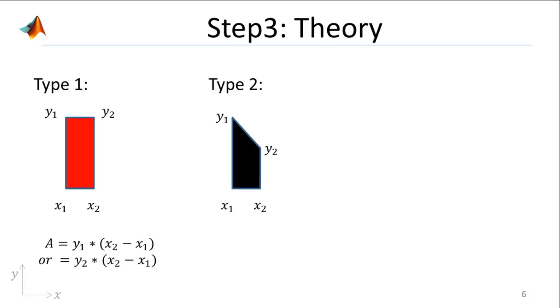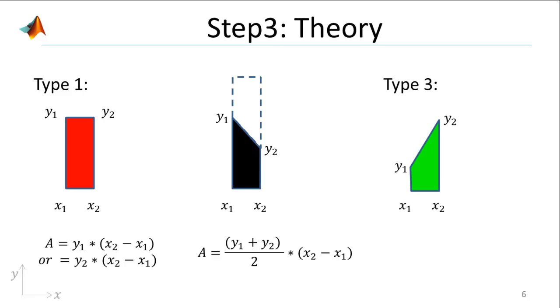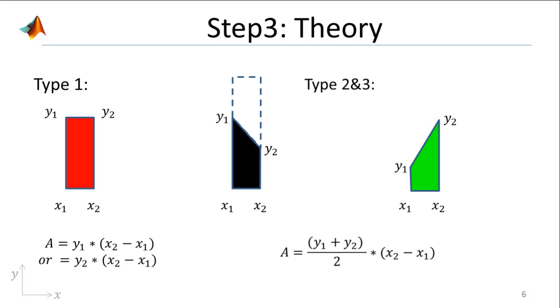For type number 2, we have a parallelogram. It still should be the width times the height. But let's finish the parallelogram first to somewhat resemble type 1. In that case, we'd add y1 and y2. That would be our height. Then we'd divide by 2 to come back to the original area. If you look at type 3, it's actually identical to type 2. So already right here we realize we only have 2 equations.